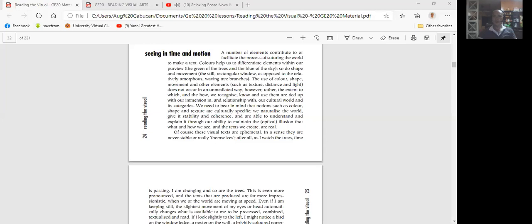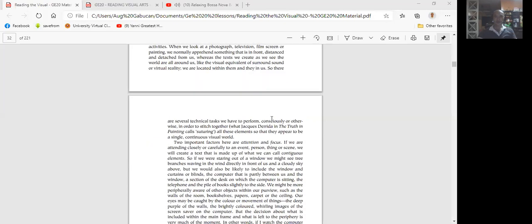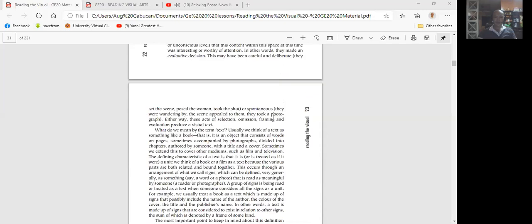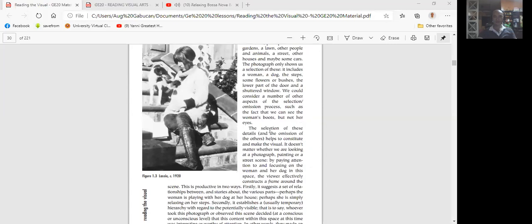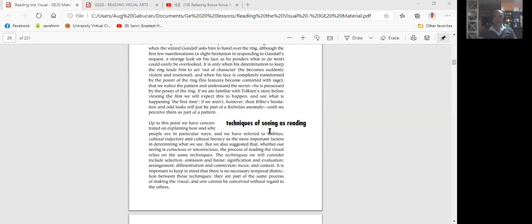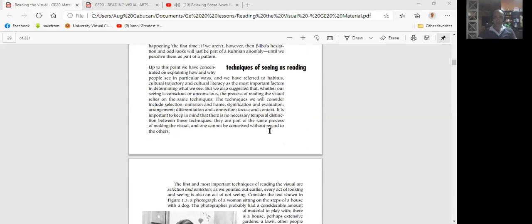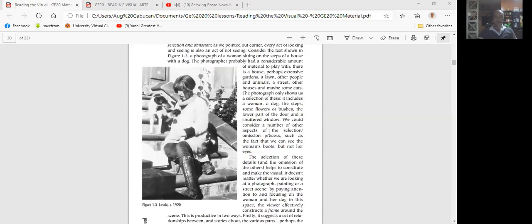Yesterday, let me see. Okay, so we ended up yesterday with a topic on, where is it? With this woman here. It's about techniques of seeing as reading, like what we see here in the picture. At this moment the photographer has decided to choose or to frame this part.